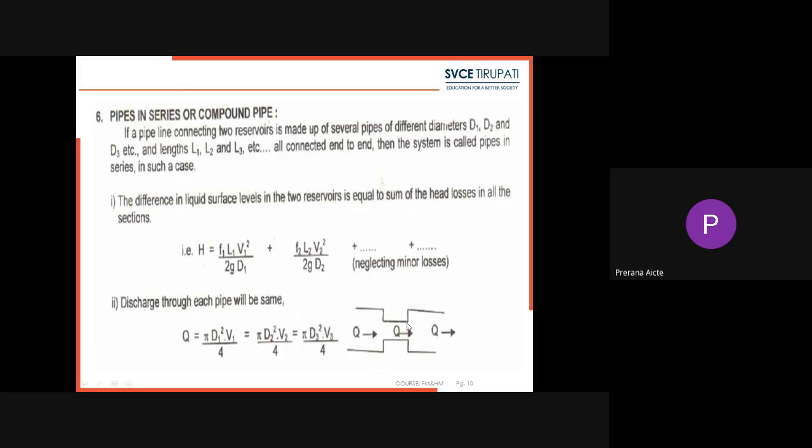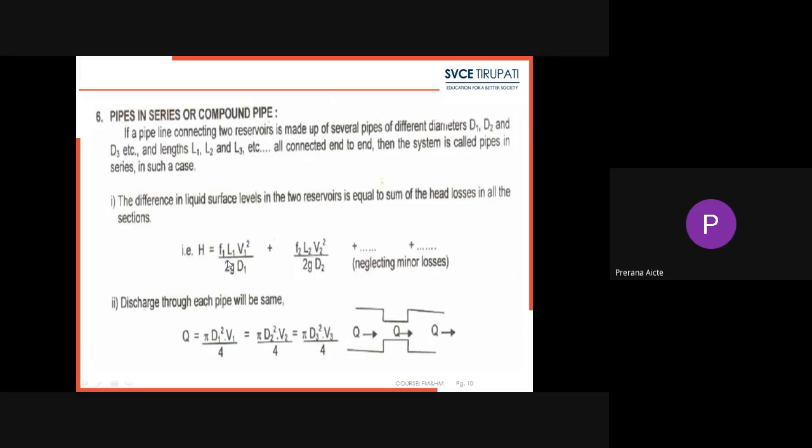in series. And in this case, the difference in liquid surface levels in the two reservoirs is equal to the sum of the head losses in all the sections. So to calculate the difference of the head in the two reservoirs, the formula will be the sum of the head losses in all sections. That is the difference of the head levels, H equals HF1 plus HF2 plus HF3 plus and so on.